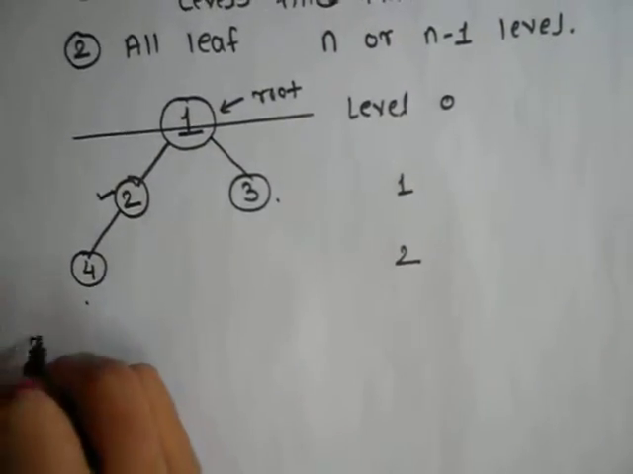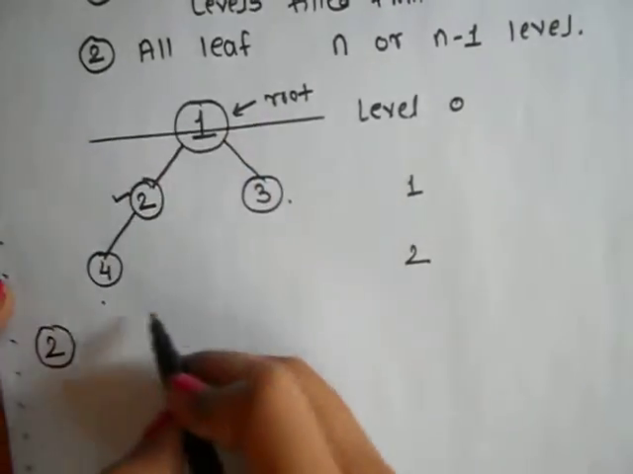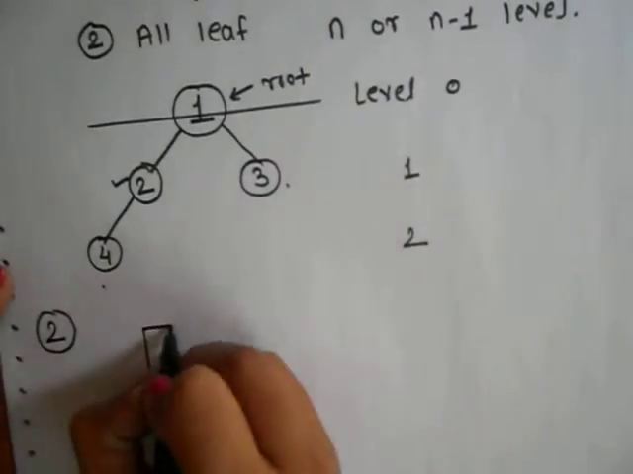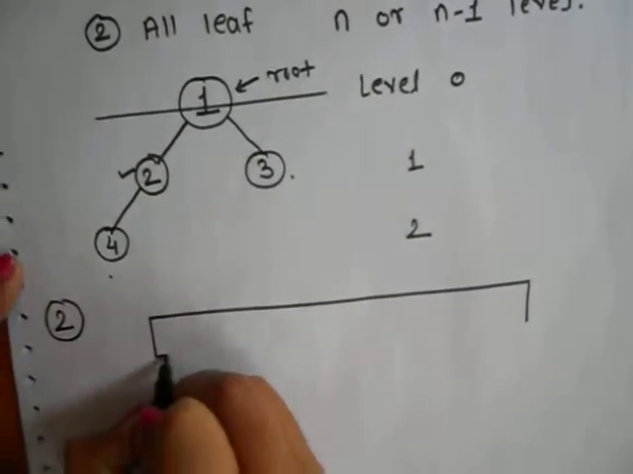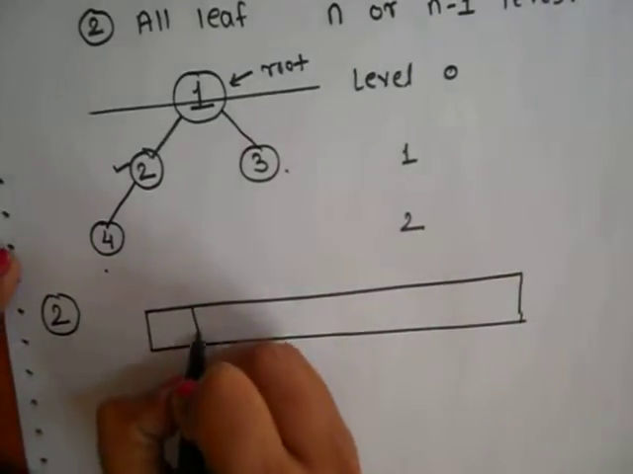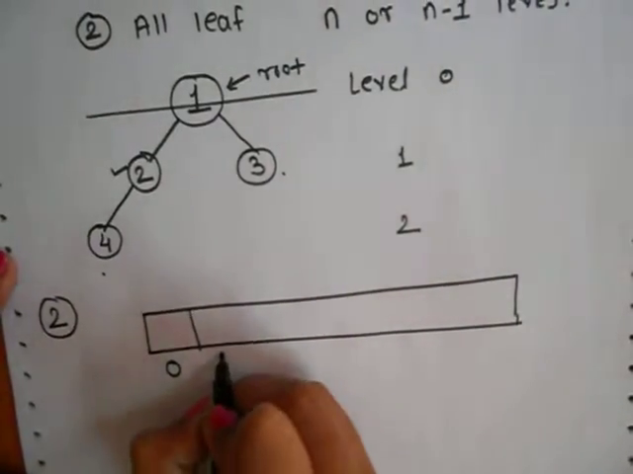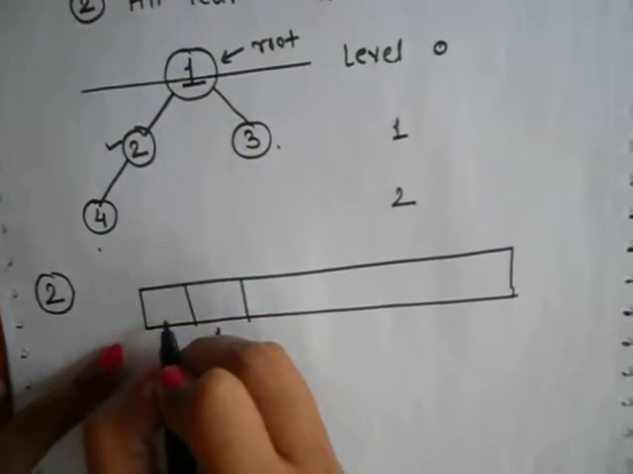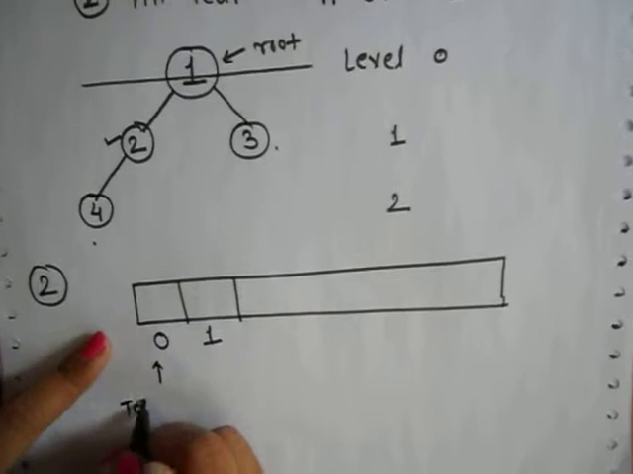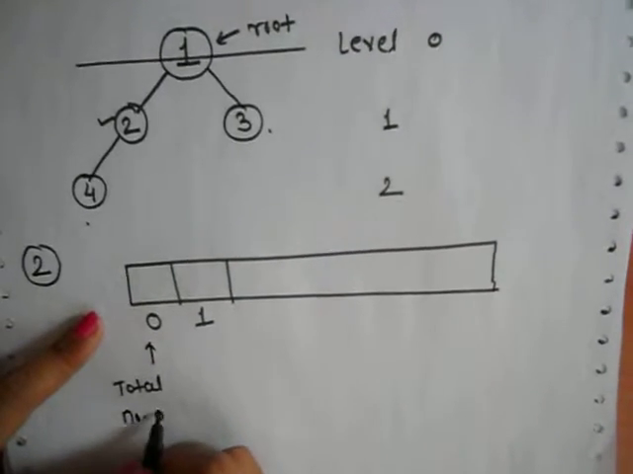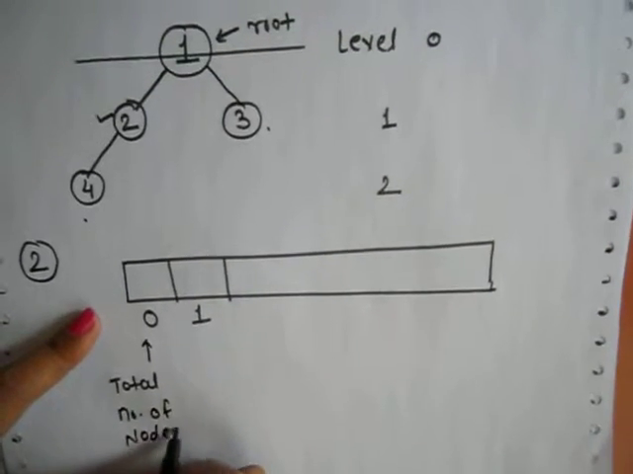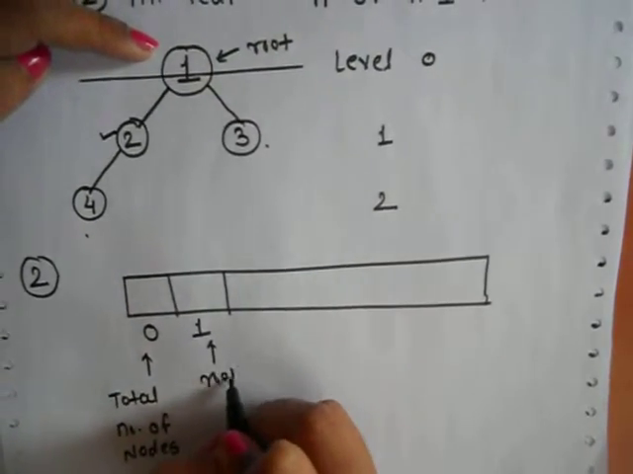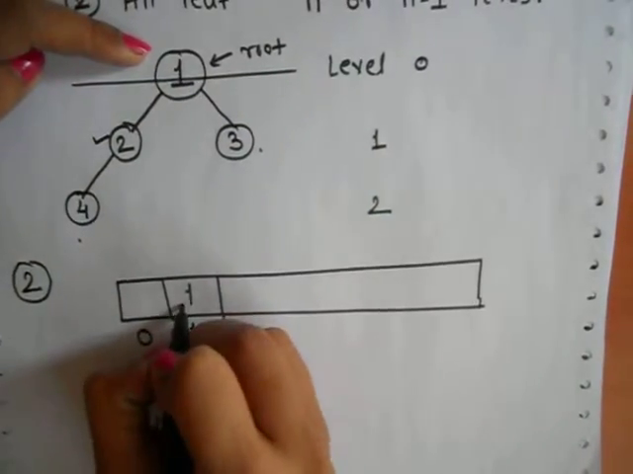Now if I will represent this complete binary tree using an array, how will we represent it? Suppose this one is our array. Now array always starts from 0, 1. On the 0th position we will place the total number of nodes. On the first position we have to place the root node. So root node is 1.